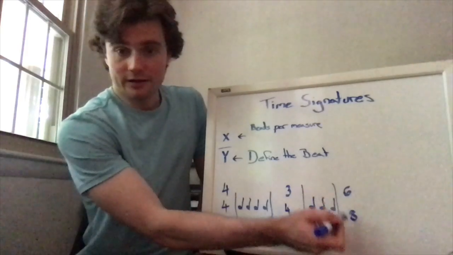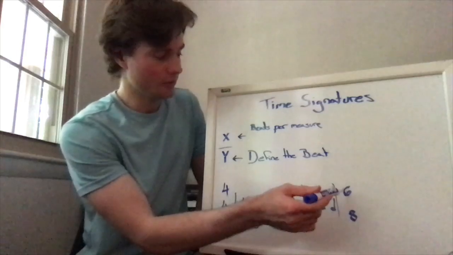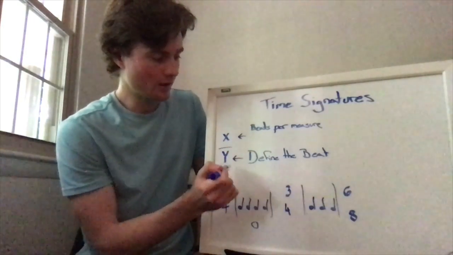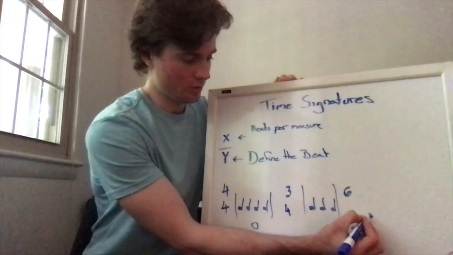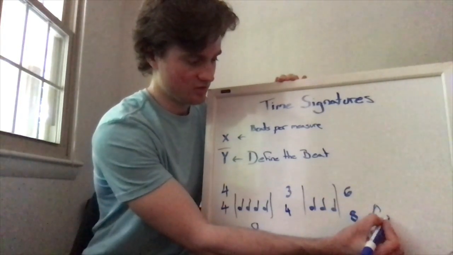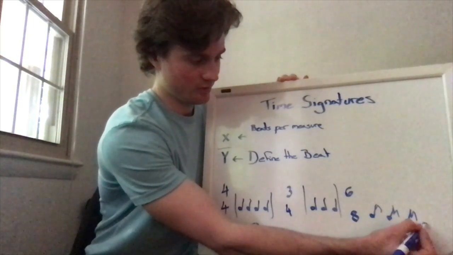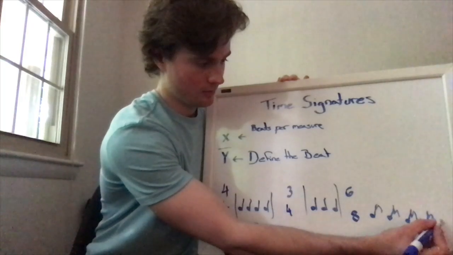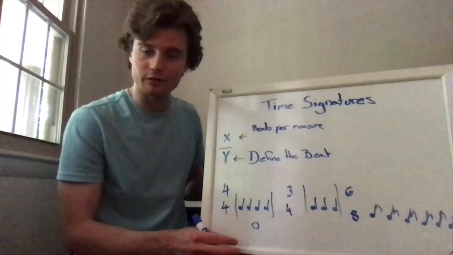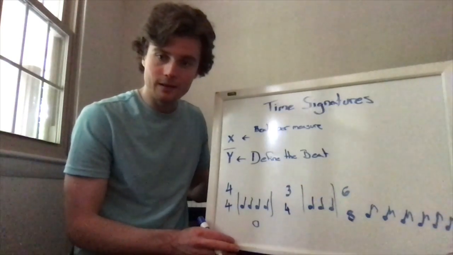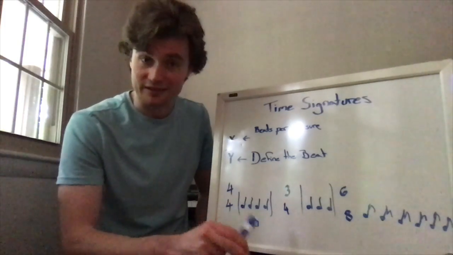Now, this one is totally different. We have 6/8, and following the exact same pattern, we're going to have 6 beats in the measure, and the 8th note is now going to be the beat. So we will do 1, 2, 3, it's a bit awkward drawing this way, 4, 5, 6. 6 eighth notes. I don't think you could see that last one. There she is. 6 eighth notes. That is one measure of 6/8.